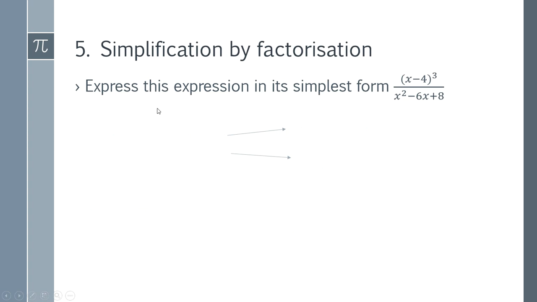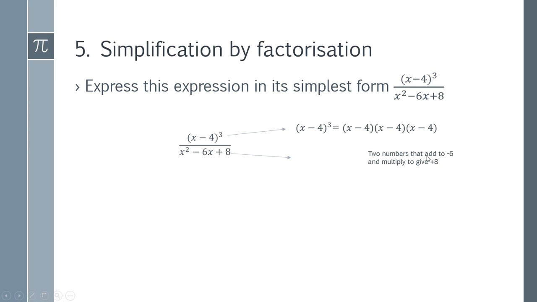Last one is simplification by factorisation. So we've got this expression here, which I'm going to copy down to here. And we want to find this in the simplest form. And so I've got these 2 arrows, which are indicating that we're going to do this problem in 2 halves. So obviously, x minus 4 cubed is just that written out 3 times. So we've got x minus 4 times x minus 4 times x minus 4, which is what our cubed is telling us. On the bottom, we need to use our factorisation techniques.